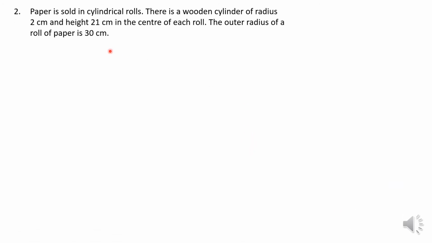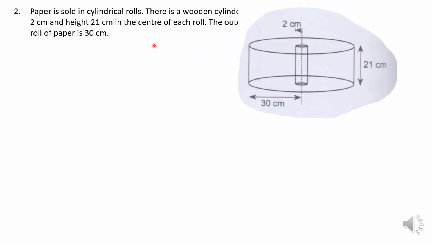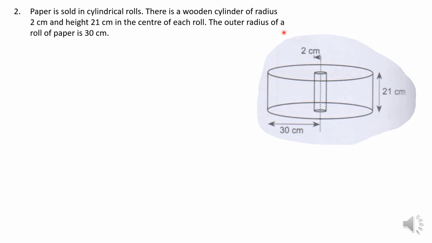Right, then I have a second question here. They're saying that paper is sold in cylindrical rolls. There is a wooden cylinder of radius 2 centimeters, the one here. All right, so you have got a paper around here. But this paper has got obviously also some sort of thickness, but we're going to get to that part. All right, so they want you to find the volume of the paper in a roll.